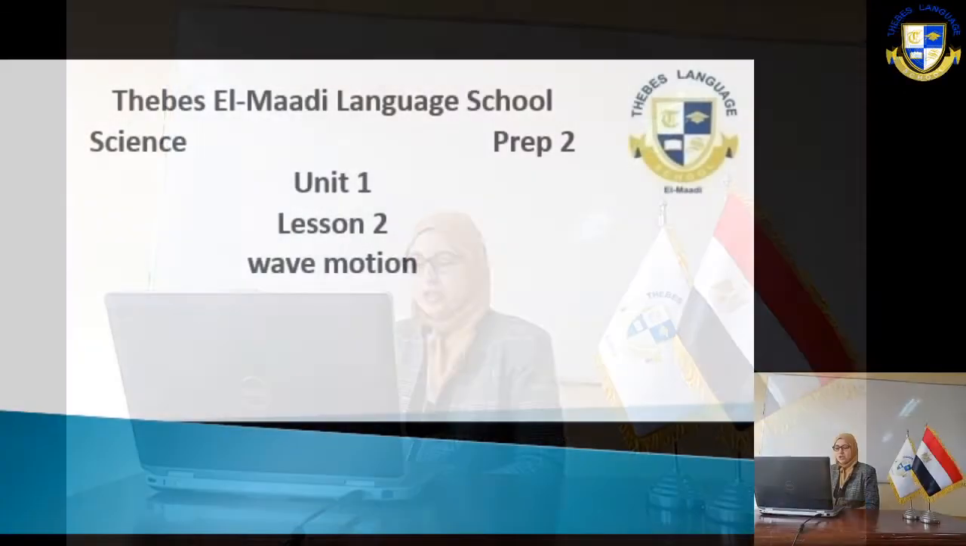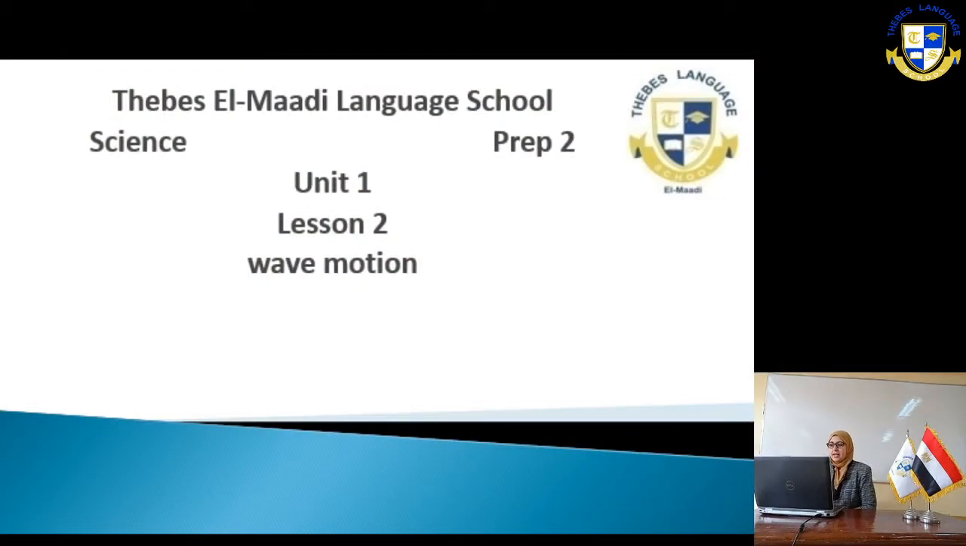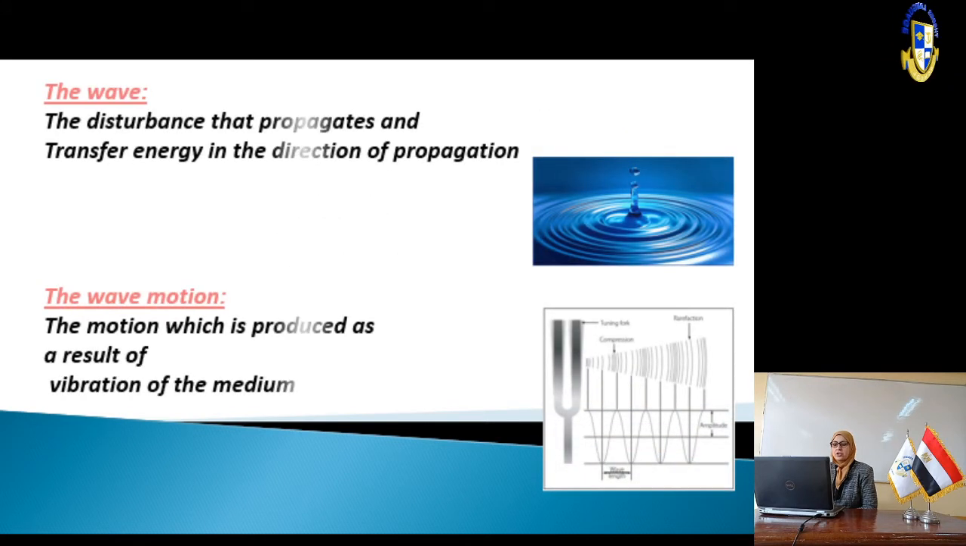We are going to cover Unit 1, Lesson 2, Wave Motion. Slide number 2. The wave. The disturbance that propagates and transfers energy in the direction of propagation. The wave motion. The motion which is produced as a result of vibration of the medium.